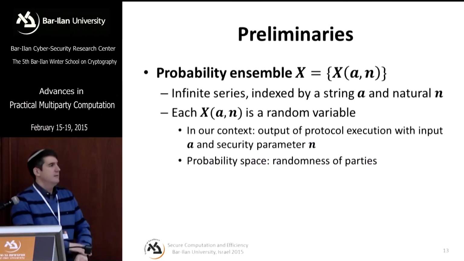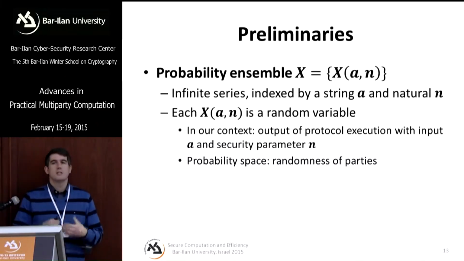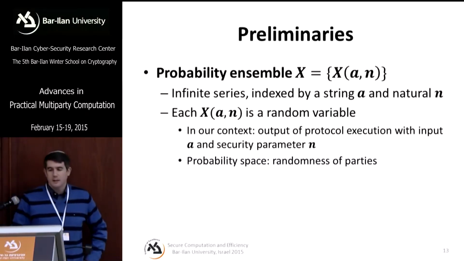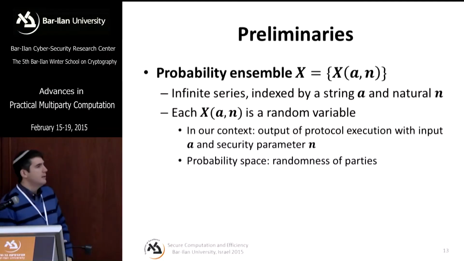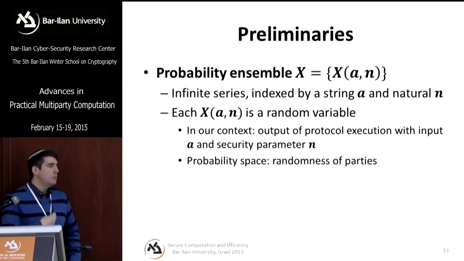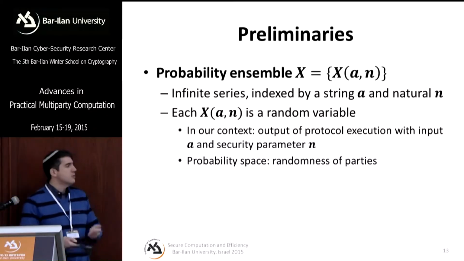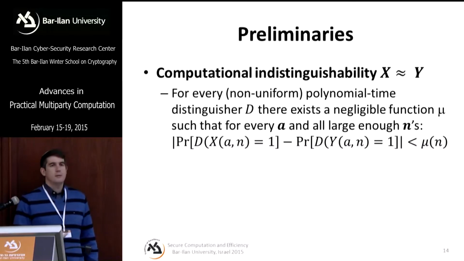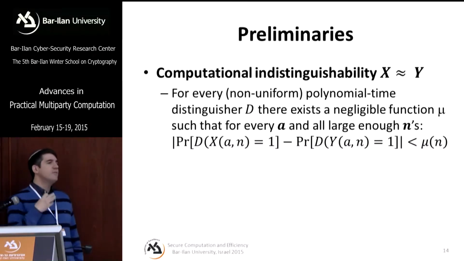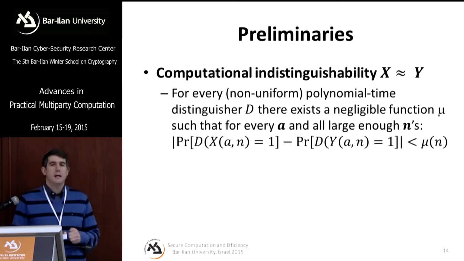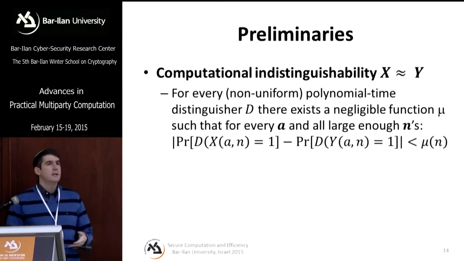In order to define security, we're going to have to look at probability ensembles, which essentially are distributions over outputs in our setting. Formally, a probability ensemble is a set of random variables indexed by two indices, a and n. a will, in our context, represent the inputs or the outputs of the protocol execution, and n will be the security parameter, and the probability space is the randomness of all the parties, including the adversary. And we're going to define computational indistinguishability between two probability ensembles. If for every polynomial time distinguisher, there exists a negligible function, so that the probability that I'll be able to tell the difference between the first ensemble and the second ensemble is negligible.